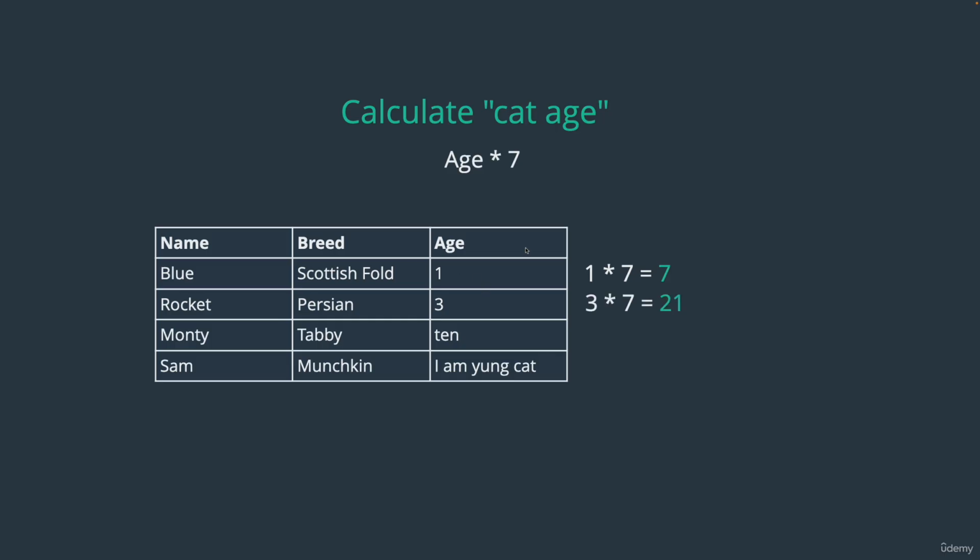So 1 times 7, that's easy. 3 times 7, that's easy. 10 times 7, we have a problem. The word 10 times 7. And I am young cat times 7, it's just not going to work. So we need consistency of our types.